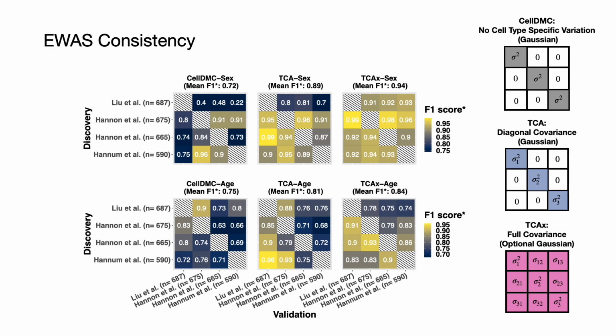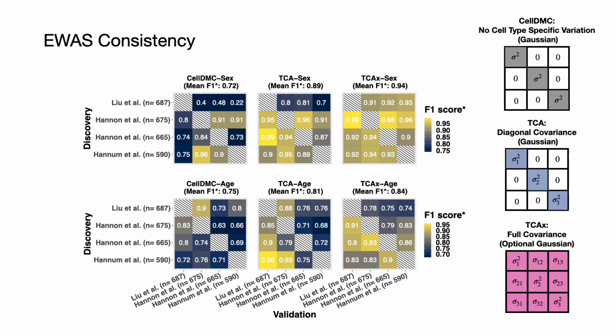So coming to the results, let's first focus on the right panel. Here we're listing three methods. We exclude CIBERSORTx and include a new method called CellDMC. Essentially, it fits a regression model on the interaction terms between the phenotype of interest and the estimated cell type proportions. Mathematically, it can be shown that this is equivalent to assuming a diagonal covariance structure with all of the cell types forced to have the exact same variance.